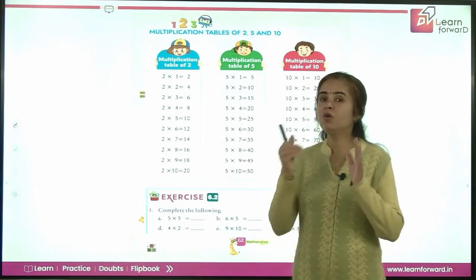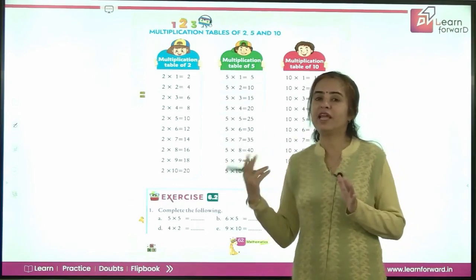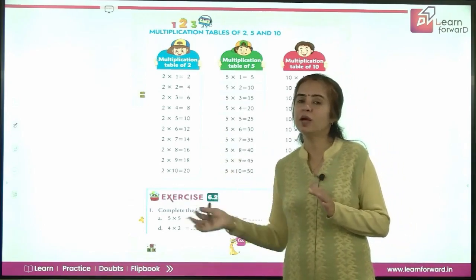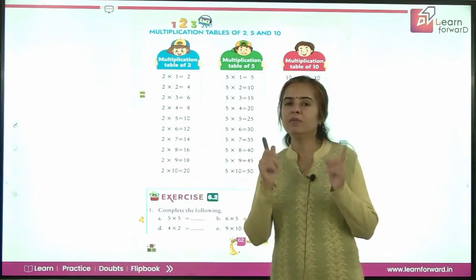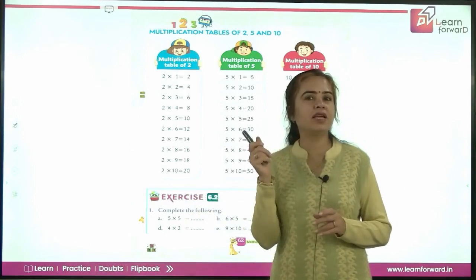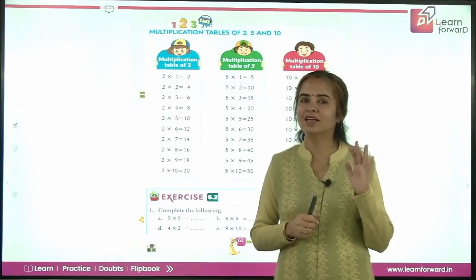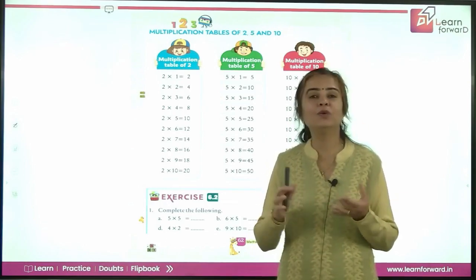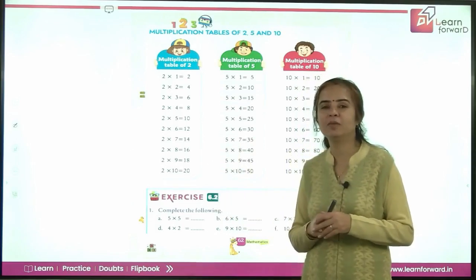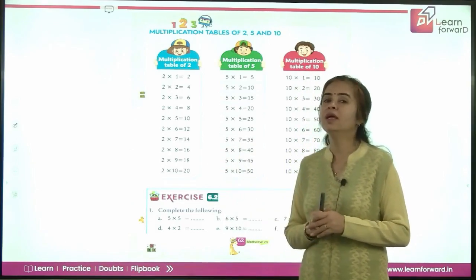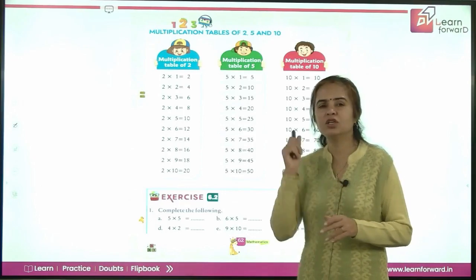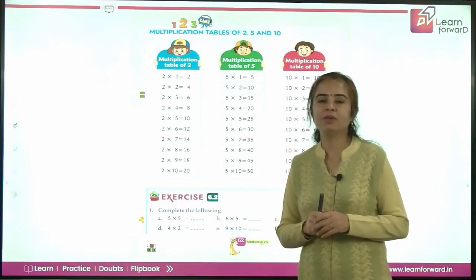Now, if you have 2 groups of 8 and you know the multiplication table, you will immediately say 2 times 8 is 16. So, do you think you need to add them on your fingers? Keeping anything in mind? No, just these multiplication tables. So, they are going to help you in doing multiplication faster. You will have to memorize them, learn them.